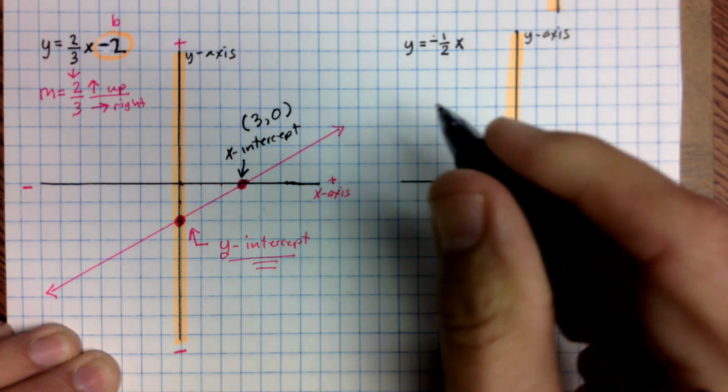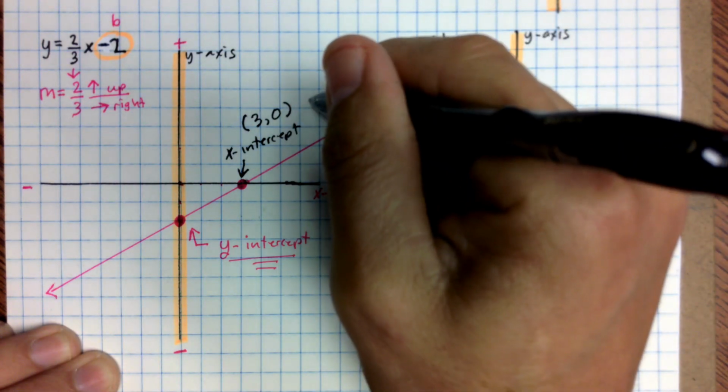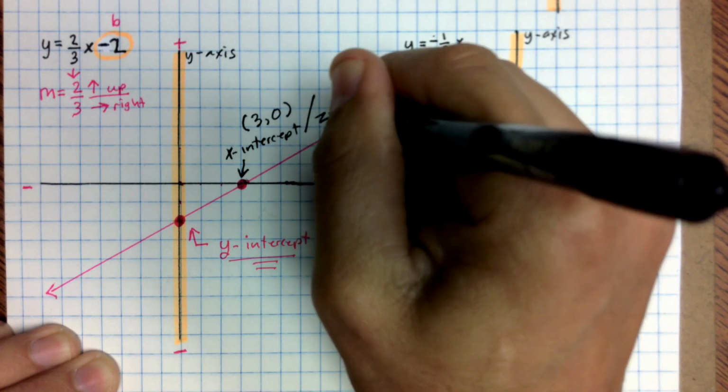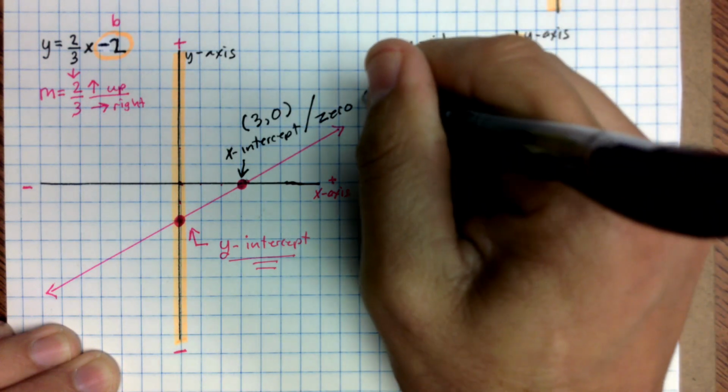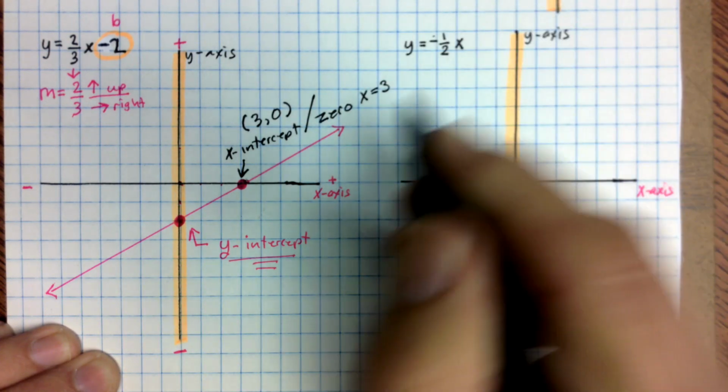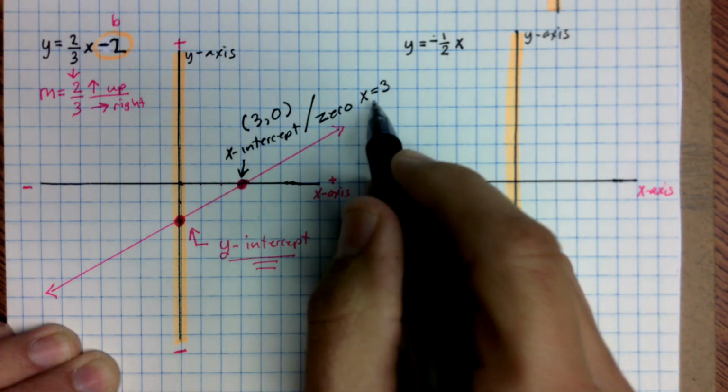Now, also remember that sometimes instead of calling it the x-intercept, we also call it the 0. But when we call it the 0, we usually just put x is equal to 3. We just give the x value in the ordered pair.